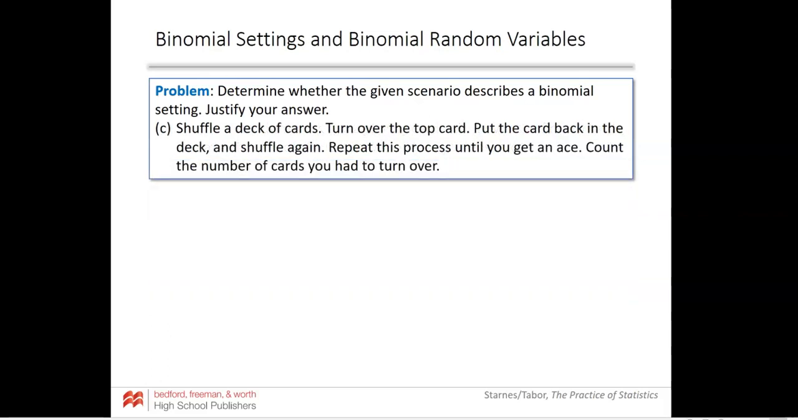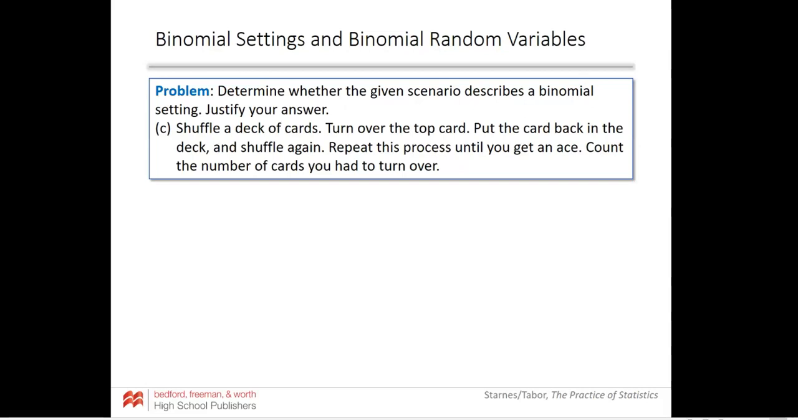Shuffle a deck of cards. Turn over the top card. Put the top card back in the deck. Ooh, that's important. Shuffle again. So it's the same deck to start with, essentially. Repeat this process until you get an ace. Count the number of cards you had to turn over. Okay, so now this might look promising for binary. Let's see. So binary is success or failure, getting an ace is success, not getting an ace is failure. They seem to be independent of each other because they're starting over every time. They're reshuffling. It's like a fresh deck of cards every time. So same probability of success. Every time you pick a card, there's a 4 out of 52 chance of getting an ace.